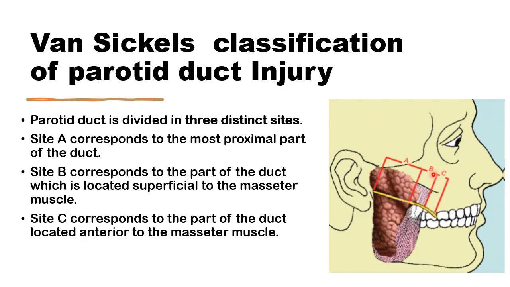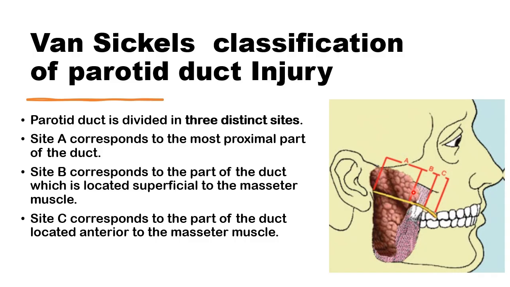And then site B is when the Stensen's duct emerges from the anterior edge of the parotid and lies over the masseter muscle until the anterior end of the masseter muscle. So the course of the duct over the masseter muscle is site B. The course of the duct after the anterior end of the masseter muscle, when it starts to pierce the buccal pad of fat and then the buccinator muscle and the oral mucosa, is site C.